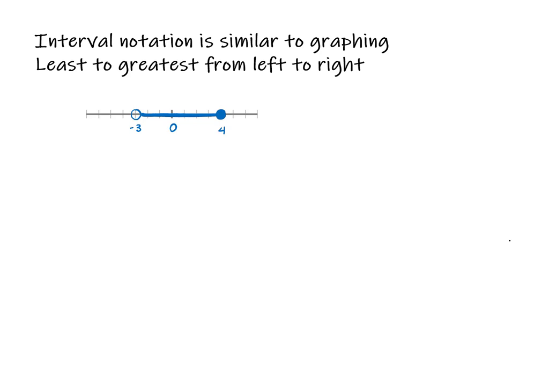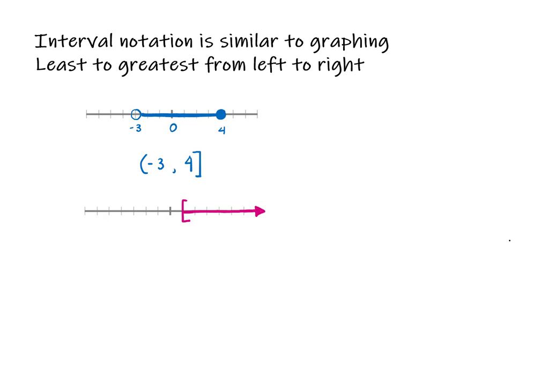Now this is how the notation used to be, but now we tend to use parentheses for the open circles and brackets for the closed circles. If I were to write this interval in interval notation, I would use a parentheses for the -3, and then I would put the 4 on the other end and use the bracket notation. This means that we're not including -3 in our answer, that we are including +4 in our answer because of the way that we use the parentheses and the brackets.